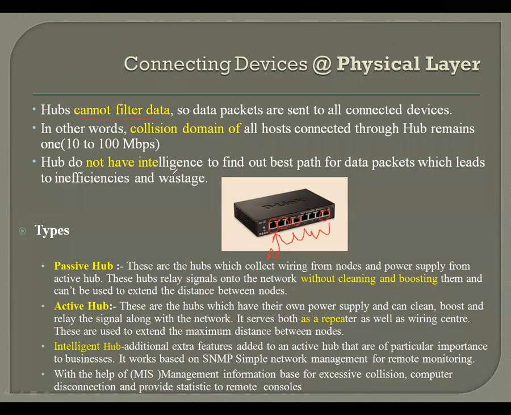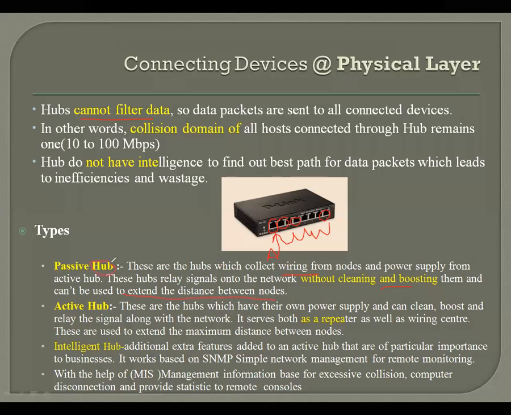A hub does not have the intelligence to find the best path for the data packets, which leads to inefficiency and wastage of network traffic, etc. There are some types of hub. The very first is the passive hub. These are hubs which collect the wiring from the nodes and the power supply from the active hub. This hub relays signals without cleaning and boosting them, and it can't be used to extend the distance between the nodes. So this is only a passive hub, only a connecting device.